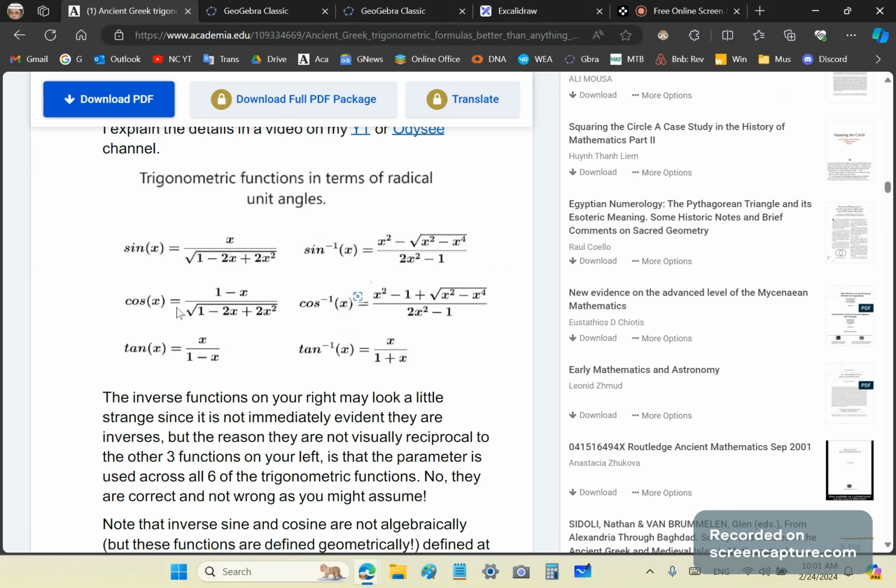I was asked by one of the viewers to explain these new trigonometric functions that are in terms of radical unit angles. So what you see here on the left side are the main functions, sine, cosine, and tangent, and their inverses on the right side. So let's see how this works.